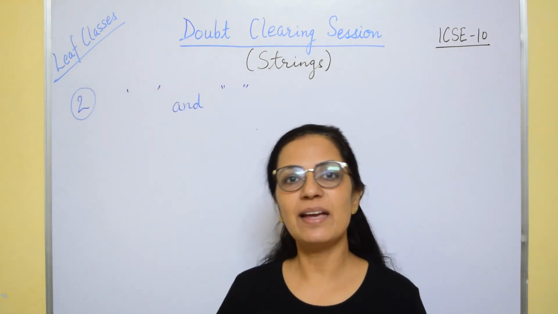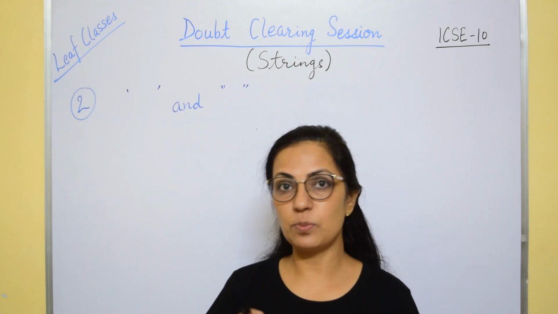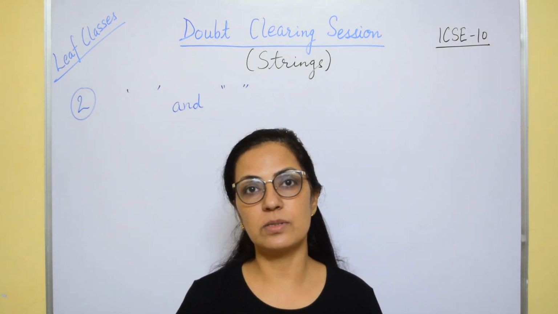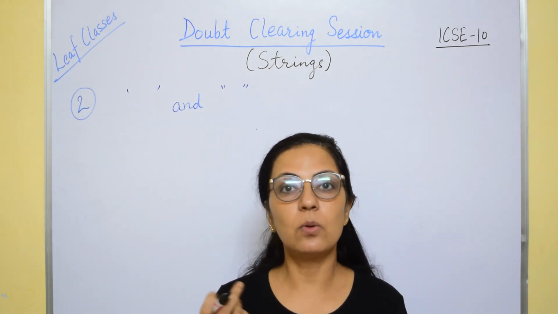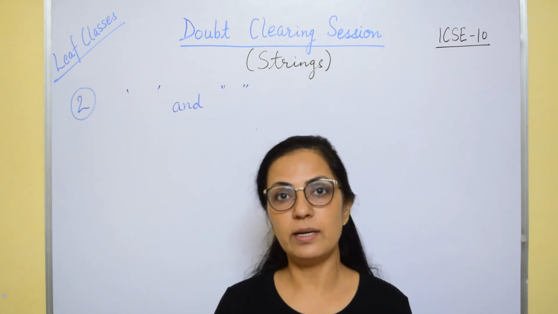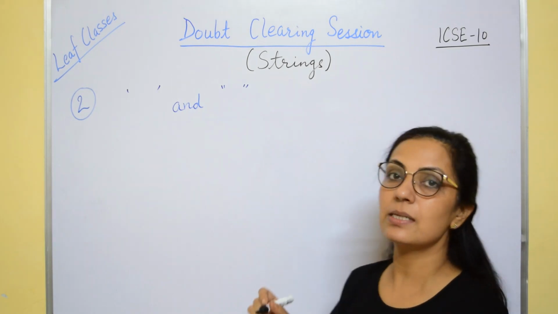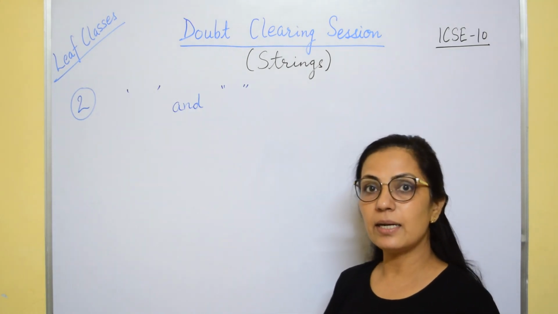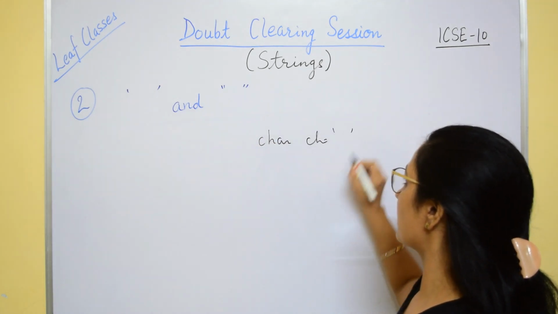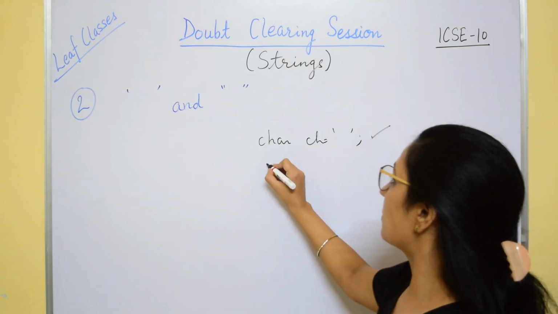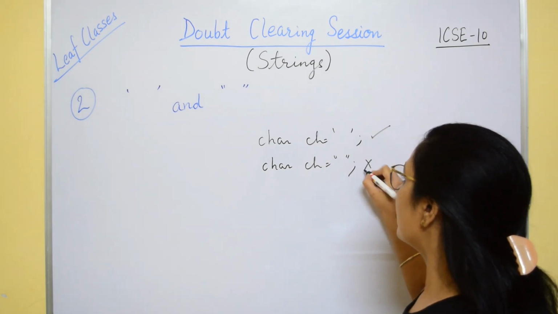The next doubt which I have taken is single quotes space and double quote space. The space between single quotes and double quotes. Children are confused about when to use the space within single quotes or when to use the space within double quotes. Children, whenever we are using a space within single quotes, it is a character value. In char data type, we can store that. So you can take char ch equals single-quoted space, right? This is a correct statement, but you cannot write char ch equals a space within double quotes. This is wrong.